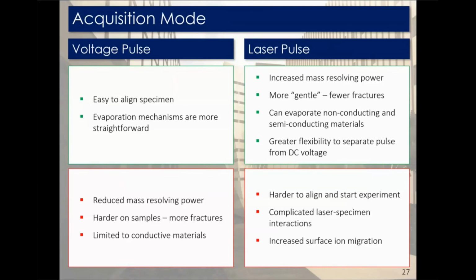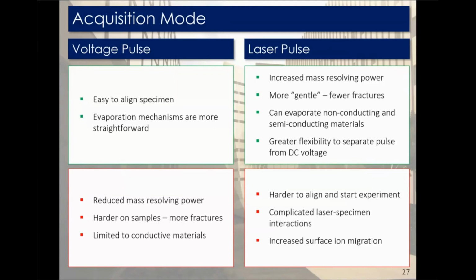Then the other major advantage of laser pulse is that it can work with non-conducting and semiconducting materials very well, whereas voltage pulse is primarily limited to conductive materials. Of course, you will begin to suffer in terms of your data quality if you're running with insulating materials, even in laser pulse mode, but you will still be able to get reasonable data, as opposed to the voltage pulse mode where you may not.